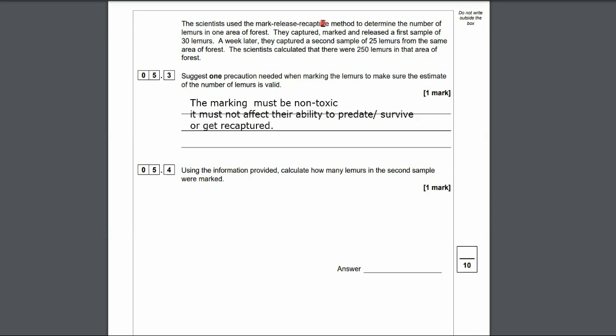Okay, 5.4. Use the information provided here in the stem to calculate how many lemurs were in the second sample that were actually marked. So we know what the total estimation of the lemurs was. It was 250. We know the first sample had 30, the second had 25, but we don't know how many in the second sample were marked with whatever fluorescent marking or whatever tag they'd used.